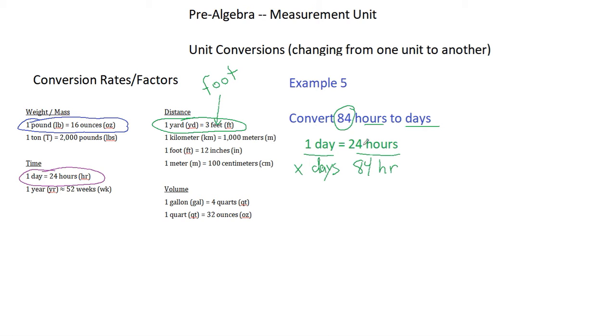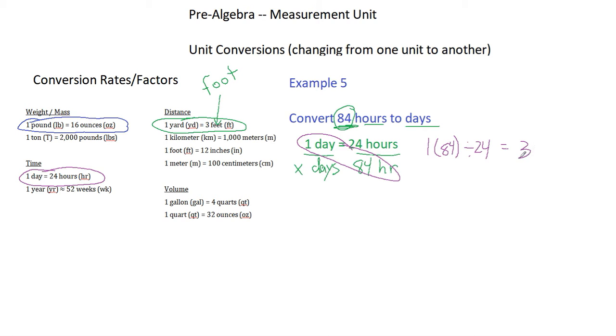Okay, so start with the conversion rate. 1 day equals 24 hours. Make fractions. Take this number to convert and put it in the appropriate place. Hours goes under hours, days goes under days. Once you've got that set up, the rest of this is pretty simple. We're going to solve this proportion, cross multiply and divide. 84 times 1, or 1 times 84, and we're going to divide that by 24, and that is going to give us, I believe, 3.5, but let me double check here. Yes, it's going to be 3.5, so that's 3.5 days.